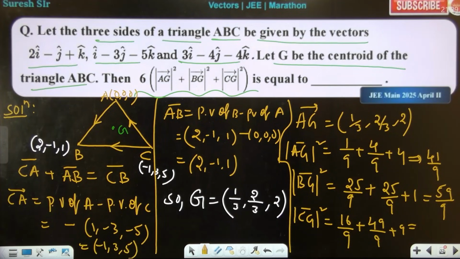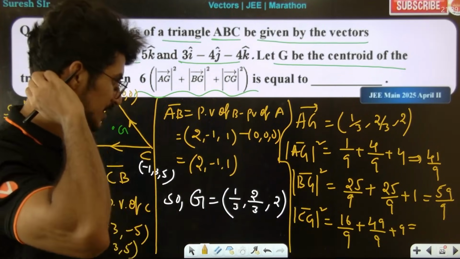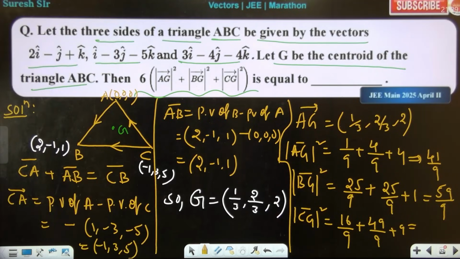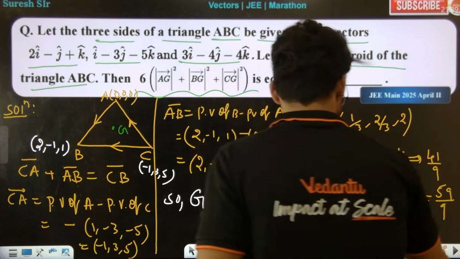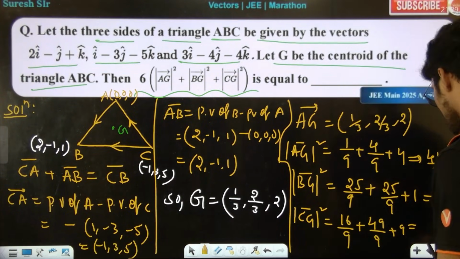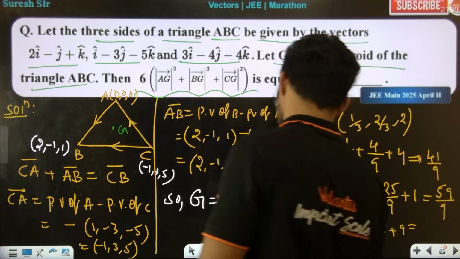149. Answer 149. No, 16 plus 50, 65. 65 plus 81, so 140, 149. Sir, can I write this as 81 by 9? 81 by 9. So 81 plus 49, 120, 130, and yes, 149 by 9.